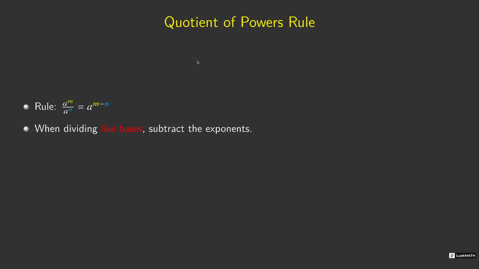Next one, we have quotient of powers. A quotient is a fancy word for a fraction. You can see this is a fraction. a to the m divided by a to the n. In that case, since the bases are the same, the rule says you just subtract the exponents, or I should be more clear, you subtract the exponent of the denominator from the exponent of the numerator. In this case, a to the m over a to the n is equal to a raised to m minus n.